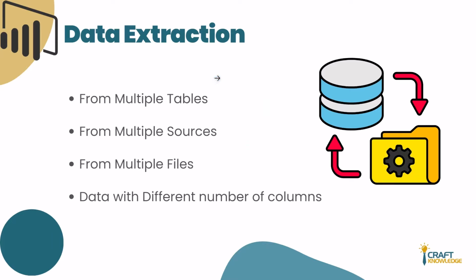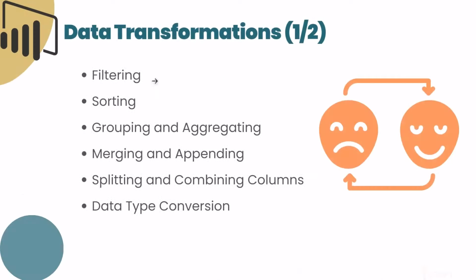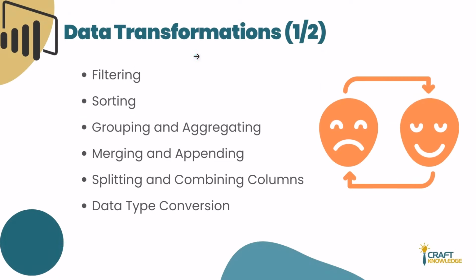Once data extraction is done, then we go for data transformation. Data transformation has several steps, several operations to be done. For example, we filter the data. We only keep the data in which we are interested. We sort the data, sometimes according to the date, sometimes according to client names, depending upon our priority. We group and aggregate the data depending upon the operations that we perform. We merge and append the data, as we have learned previously. We split a column, or sometimes we combine multiple columns. Sometimes we split one column into multiple columns, and sometimes we combine multiple columns into one column.